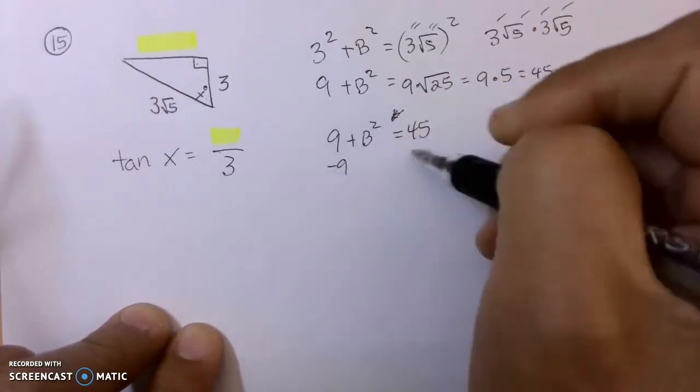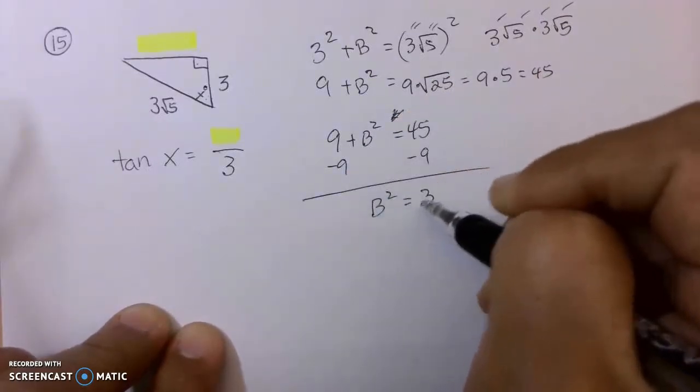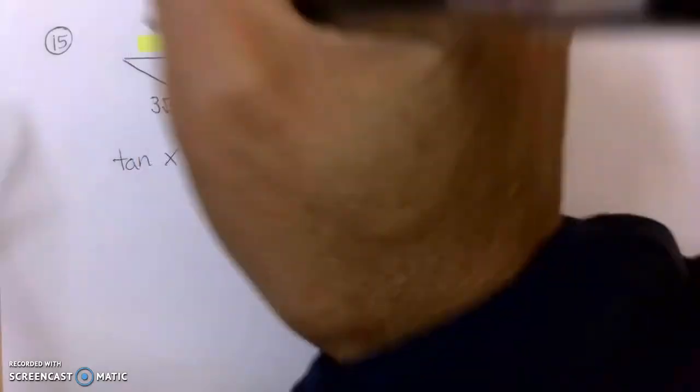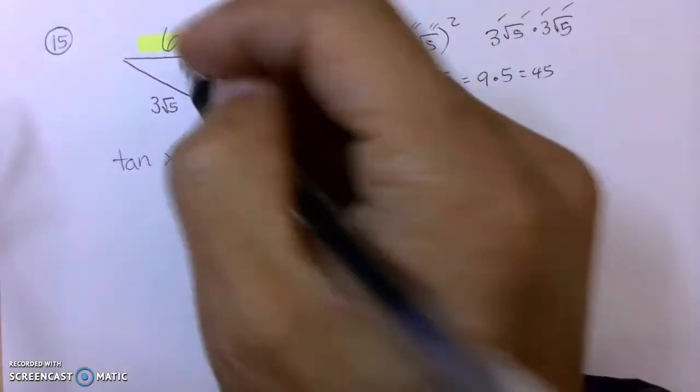Then we're going to minus 9 from 45. You get 36. The square root of 36, of course, is 6. So this actually ends up being 6. Okay. Put that 6 into here.